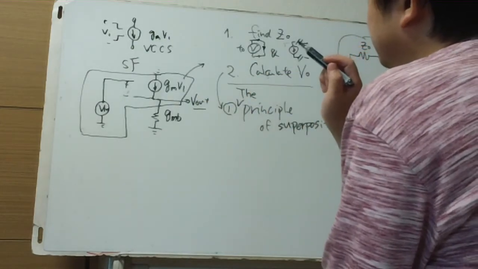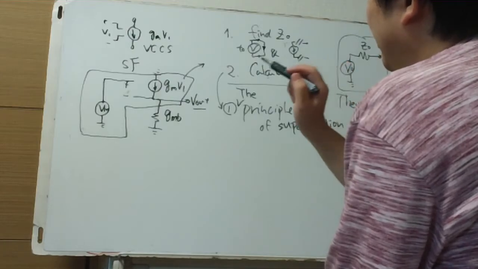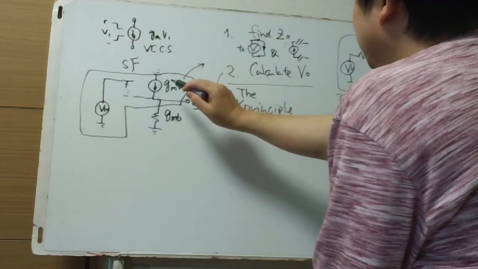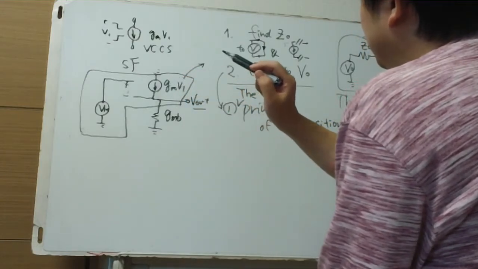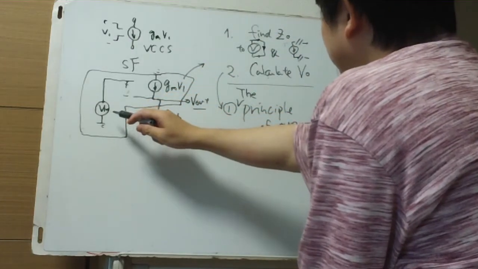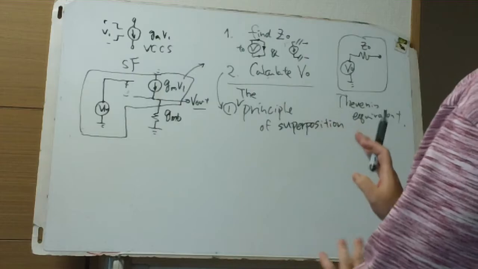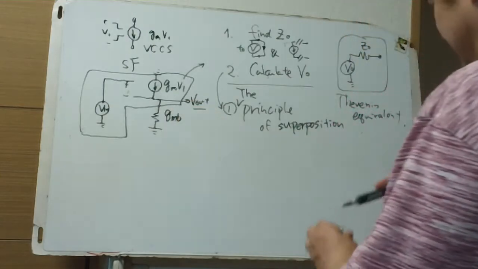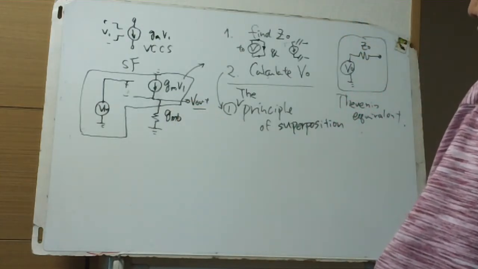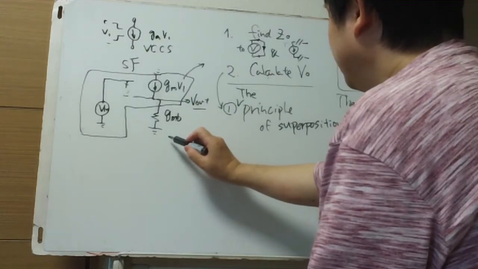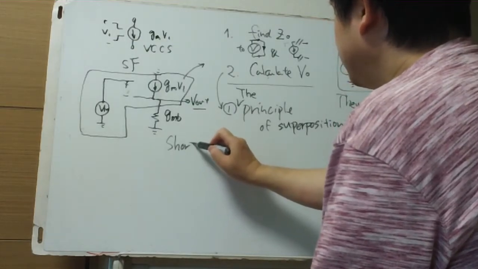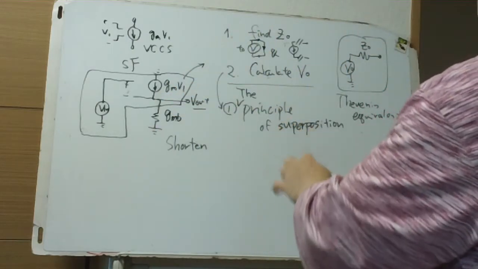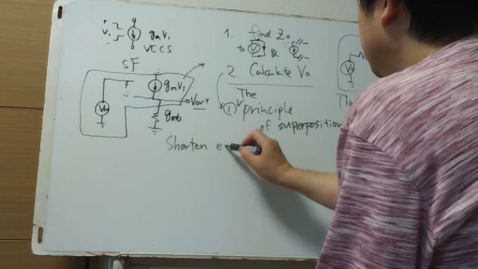We need to turn off each current source, short each voltage source one by one. For this case, the expression is right. Shorten each voltage source.